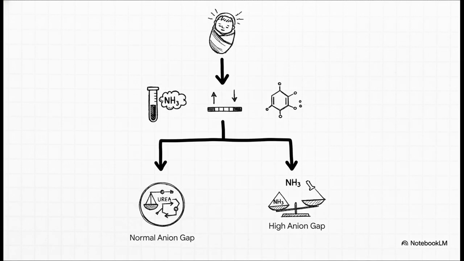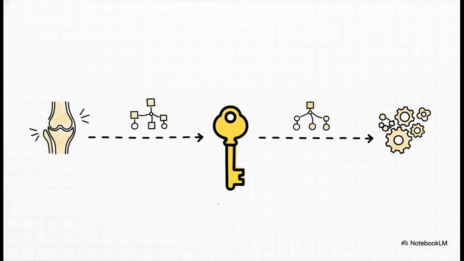And finally, your approach to inborn errors of metabolism. When you see a really sick newborn, your first-line tests are always going to be ammonia, blood gas, and ketones. From there, it's just about interpreting the pattern. High ammonia with a normal anion gap points you straight to a urea cycle defect, while high ammonia with a high anion gap should make you think organic acidemia. Just trust the flowchart.